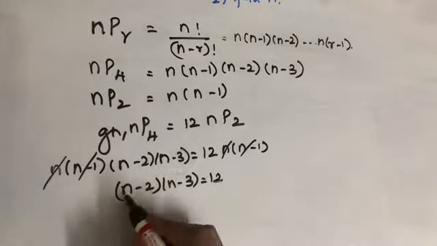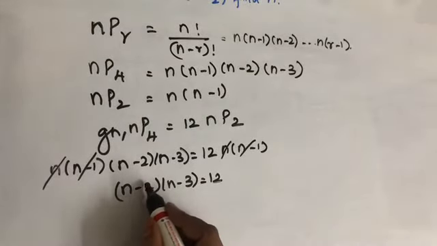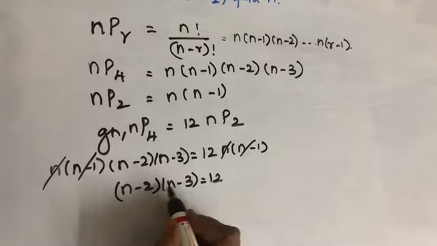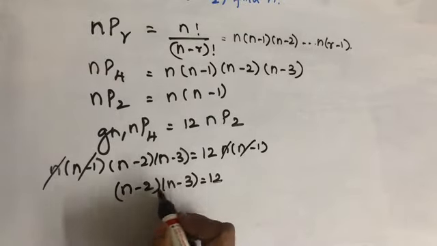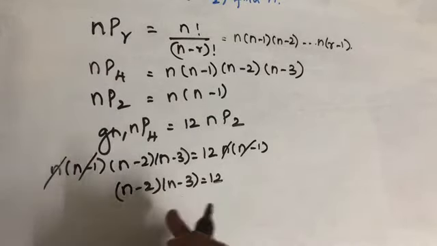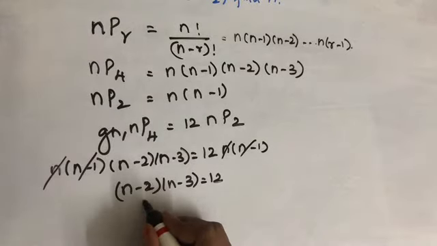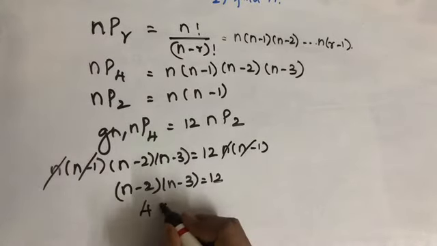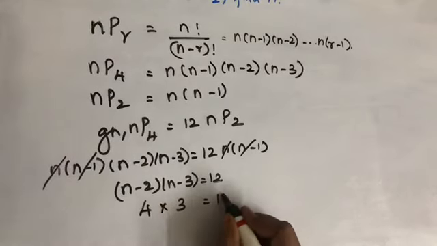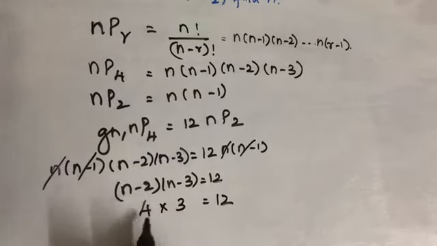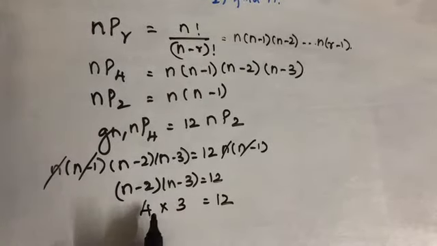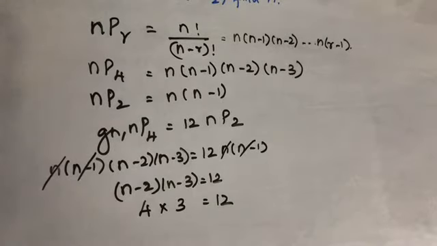So shall we multiply? These two numbers, n minus 2 and n minus 3, are consecutive numbers, right? The product of two consecutive numbers is equal to 12. So, 4 into 3 is equal to 12. I write them as 4 into 3, consecutive numbers. Okay. So 4 into 3 is equal to 12.